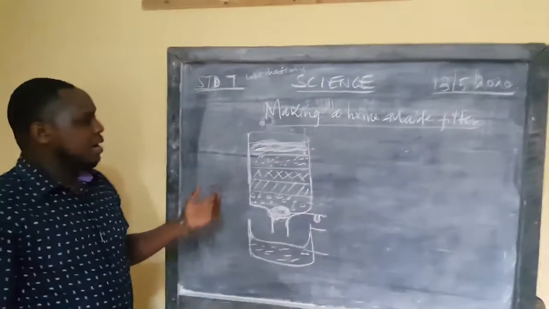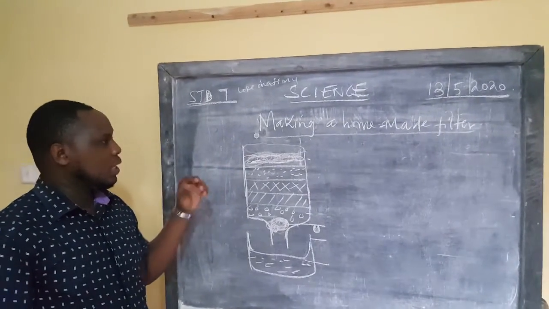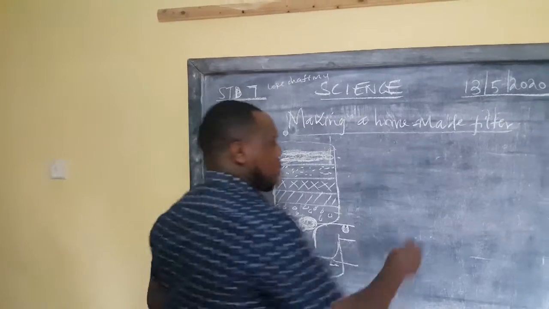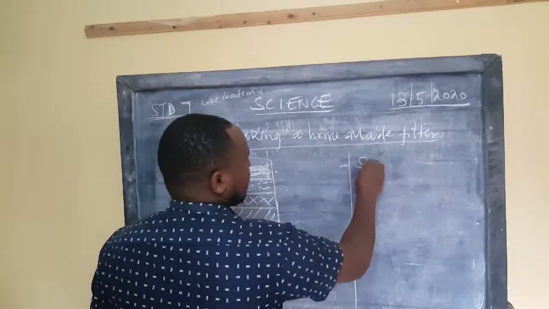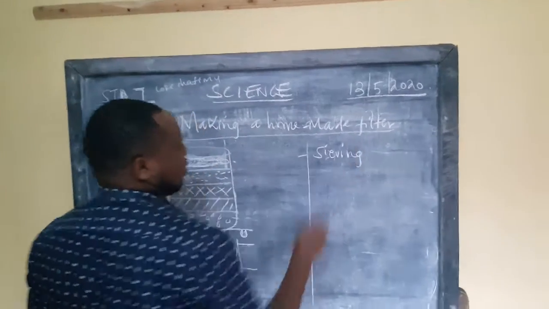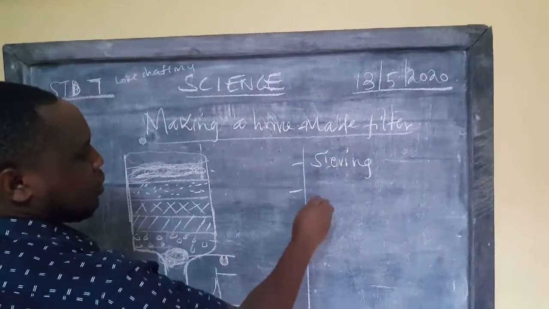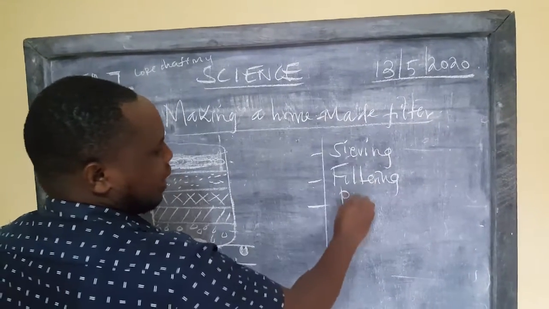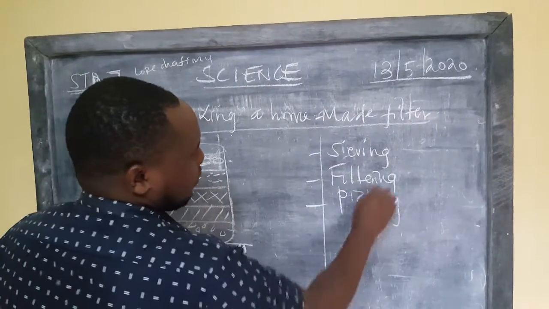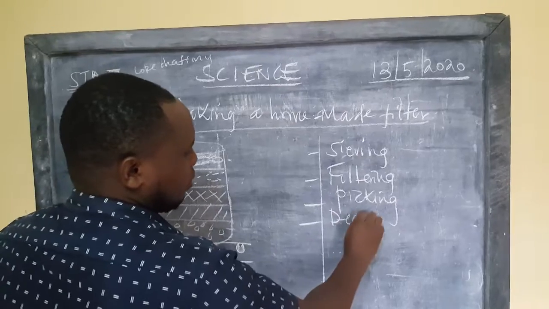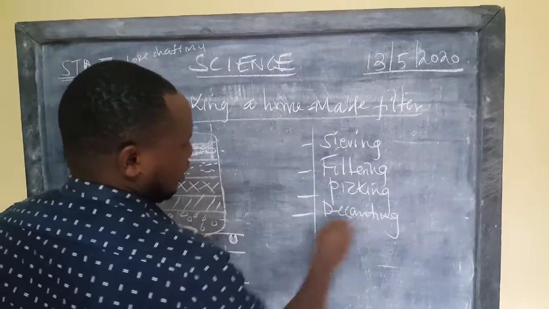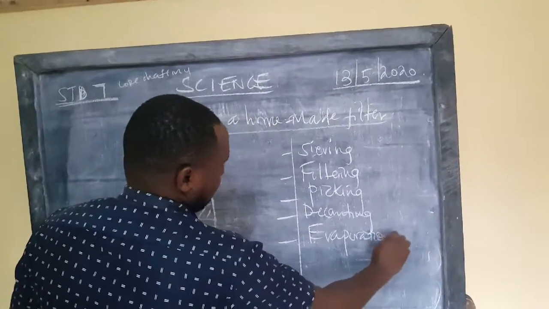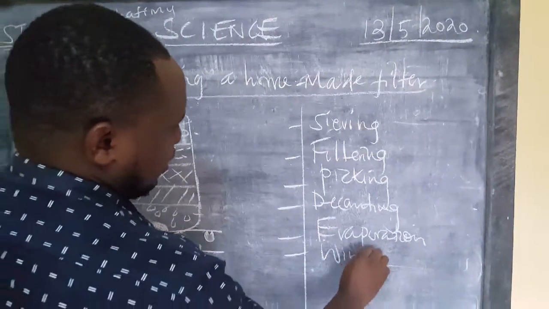And just to remind you what we did yesterday, we were doing methods of separating mixtures. Yesterday, if you can remember well, we talked about methods such as sieving, filtering, picking, decantation or decanting, evaporation, and lastly winnowing.